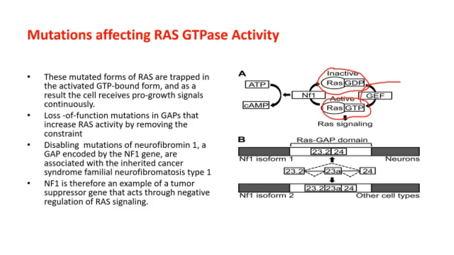These mutated forms of RAS are trapped in the activated GTP-bound state, and as a result, the cell receives pro-growth signals continuously. Loss of function mutations in GTPase activating proteins increase RAS activity by removing the constraint. These disabling mutations in the GAP encoded by the NF1 gene, neurofibromin, are associated with inherited cancer. Now, let me explain.